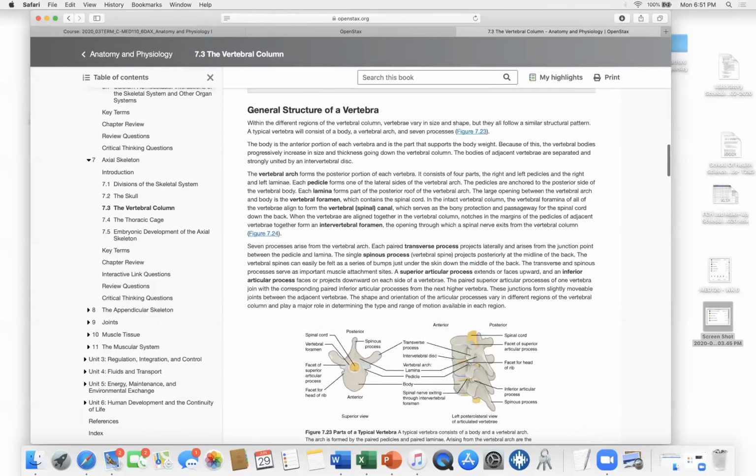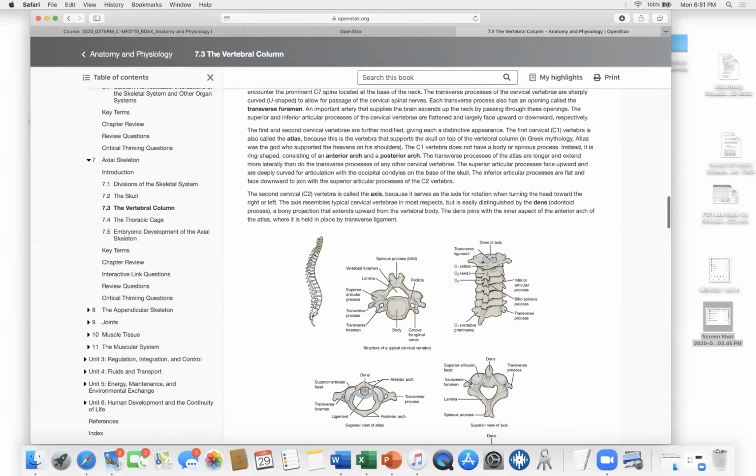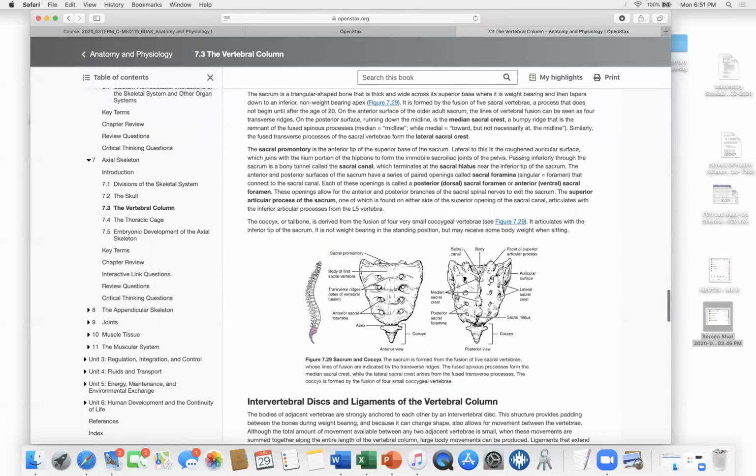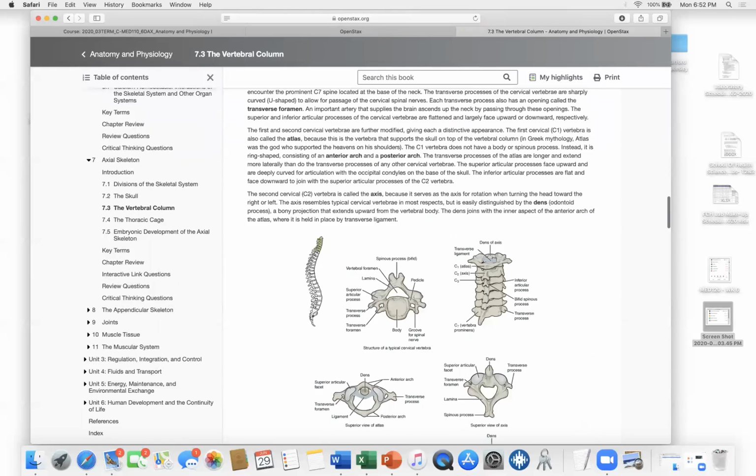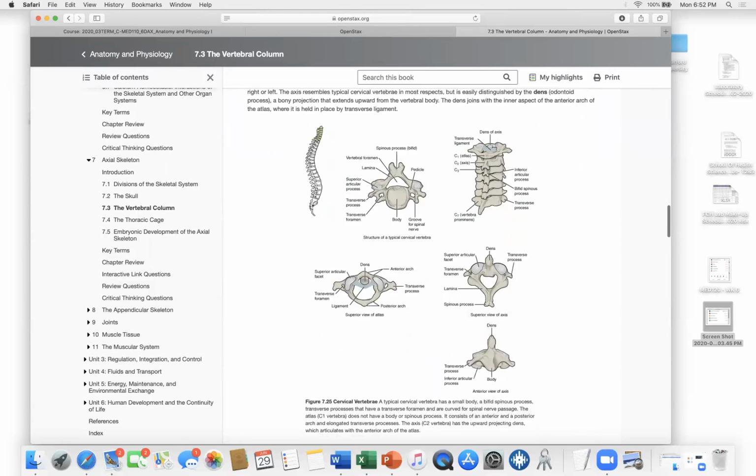You got a better picture of that? Okay. Oh, this is how they're going to do it. Okay.